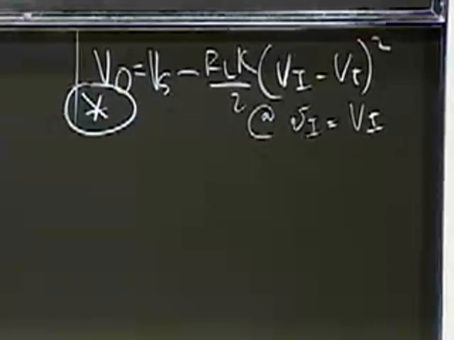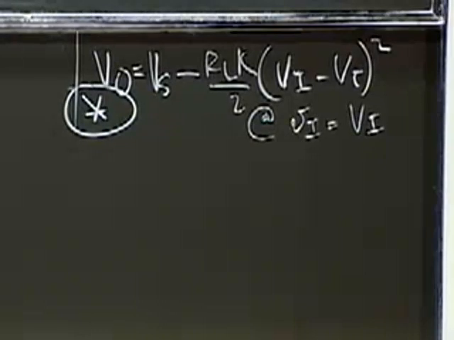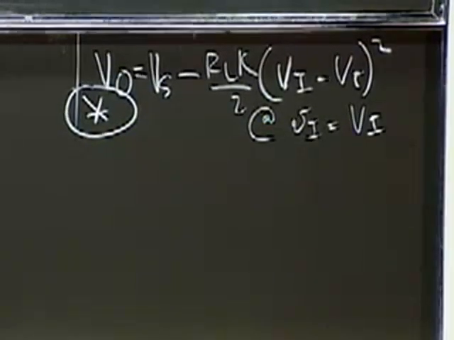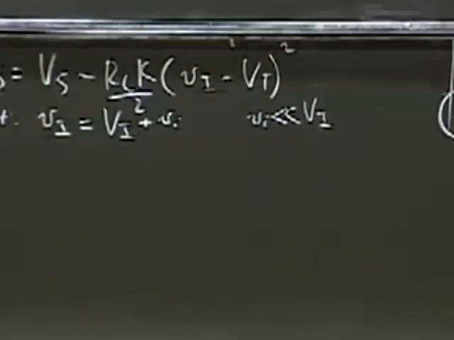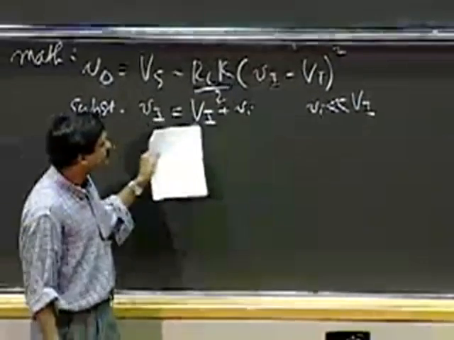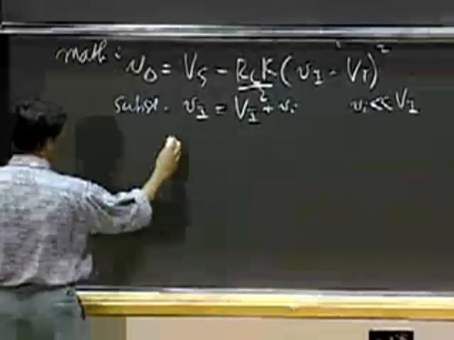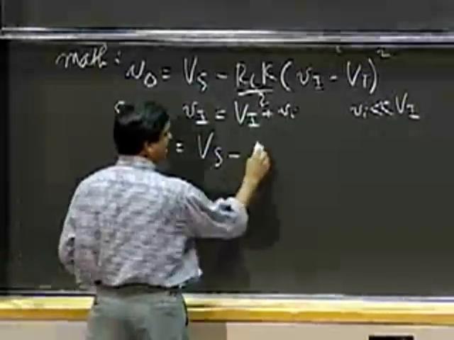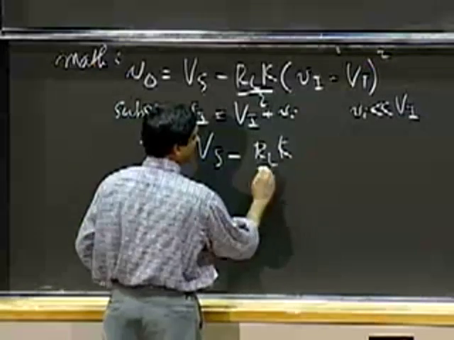Okay, stash it away in the back of your minds. Now let me go through a bunch of grubby math, and substitute for Vi this expression here. So let me go ahead and do that. Vs minus RL K over 2.